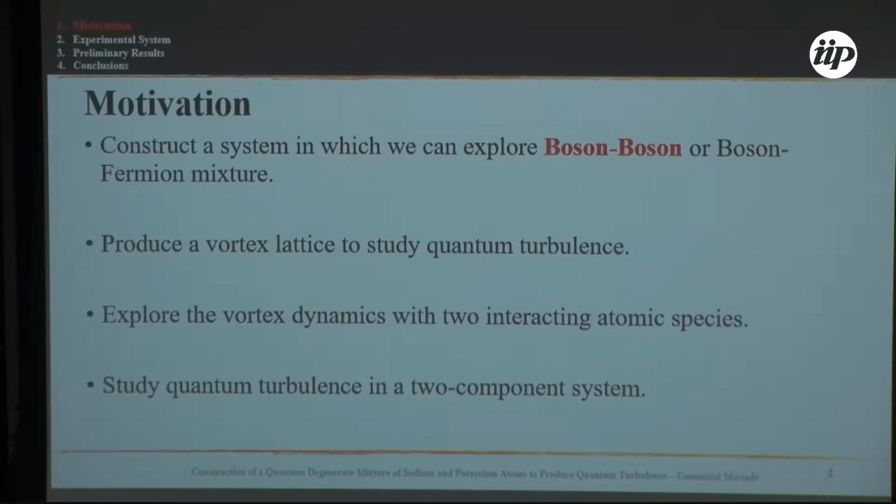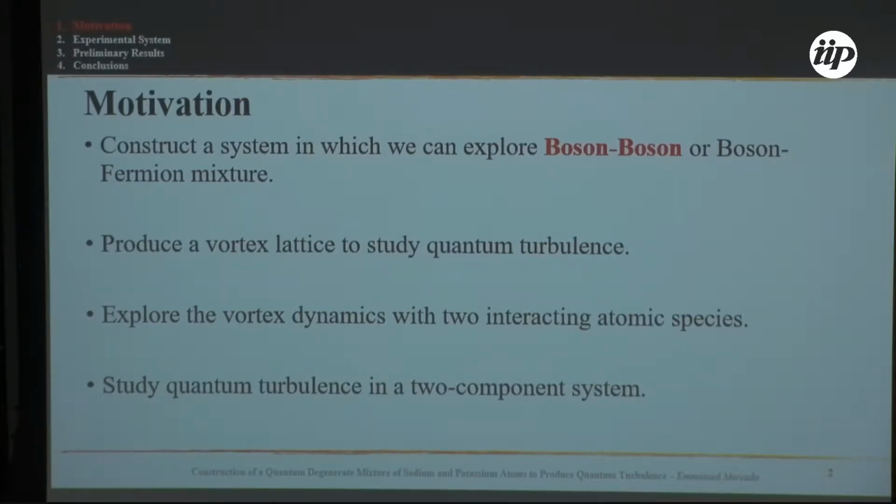Well, our principal motivation for this work is to construct a system in which we are able to produce a boson-boson mixture or a Fermi mixture, because we are dealing with two species. The potassium has three isotopes, and we can change between potassium 41, potassium 39, and eventually potassium 40. In that system, we want to produce a vortex lattice to study quantum turbulence when this vortex lattice decays, and explore the vortex dynamics in the two interacting atomic species.